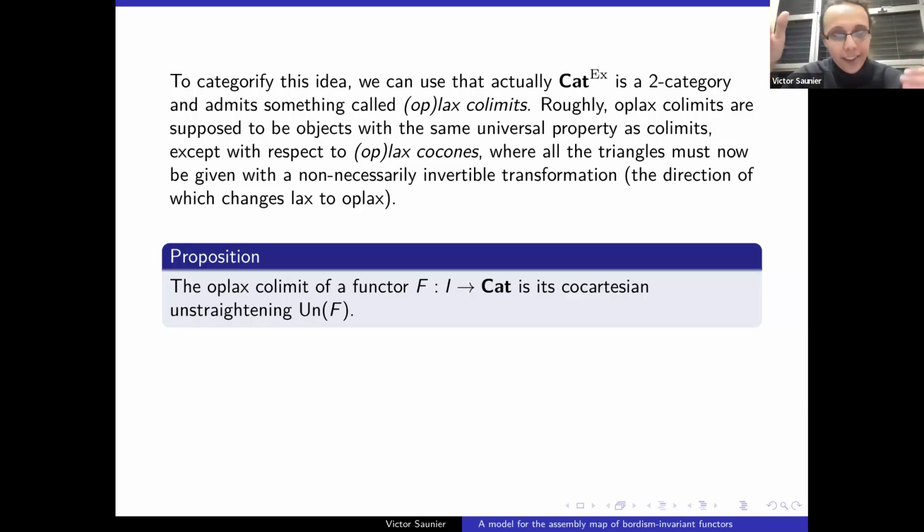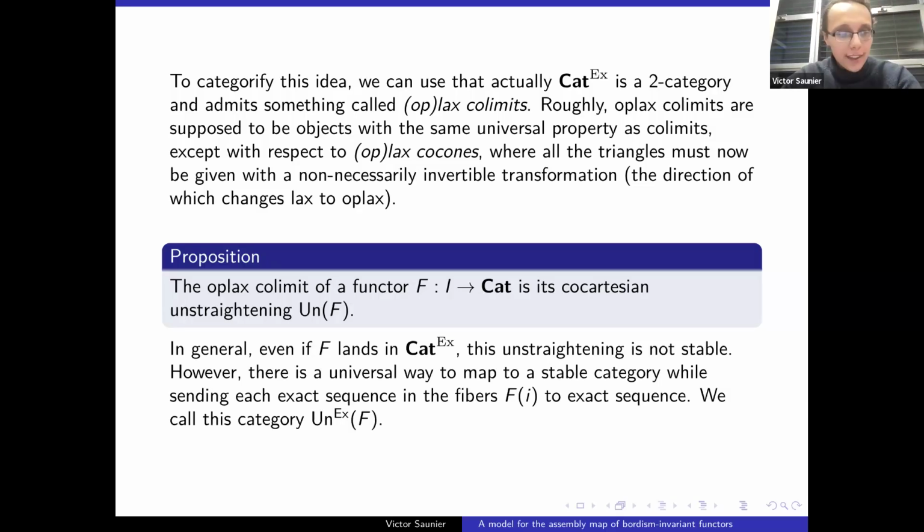And you can check that if you have a map in the source of this functor, from i to j, the inclusions of the fibers don't make a commutative triangle to the unstraightening. They make a lax commutative triangle, and the laxness is precisely the fact that you have a co-Cartesian lift pointing in one direction.